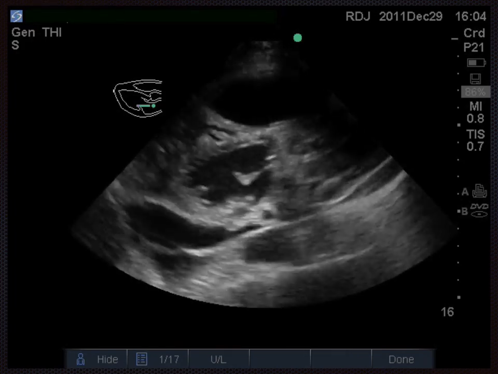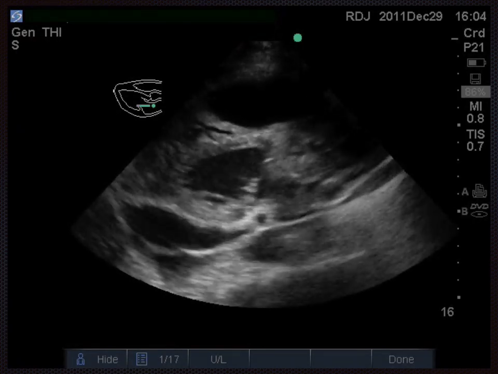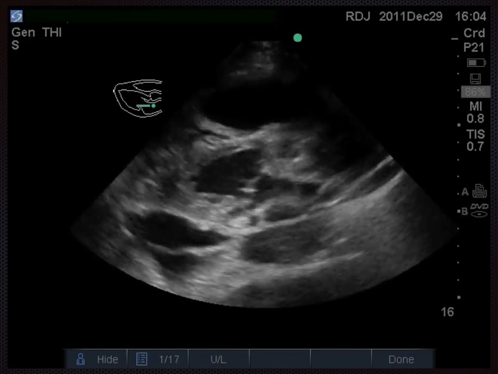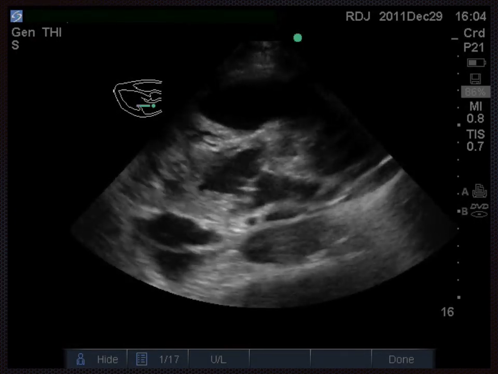Okay, so we've covered D for dimensions and structure, E for effort, and now we're moving to F for fluid. So if you can see above and to the left of the descending thoracic aorta, which is a round to oval black area at the bottom, there is evidence of pericardial fluid.